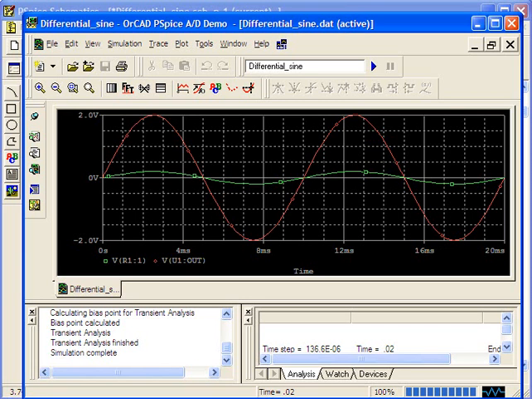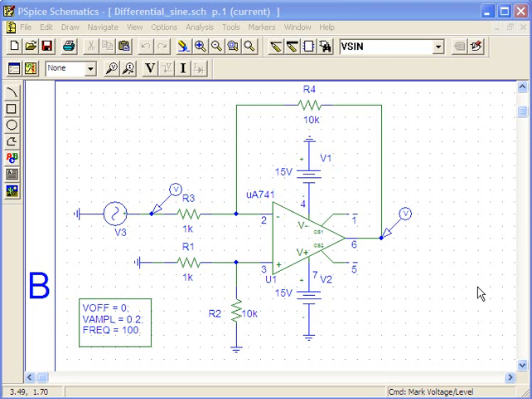After you make sure you understand those examples, I have a question for you. So the question is, what's gonna happen if we switch the order of the two inputs? That is to say, the positive input is grounded, and the negative input is the sine wave.